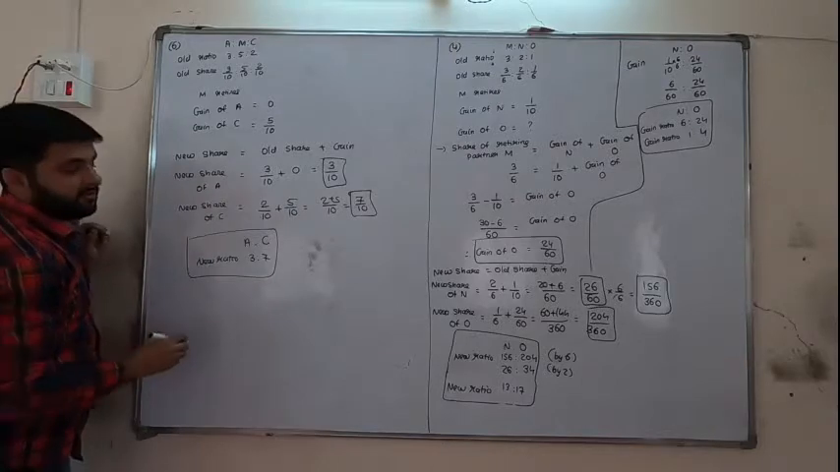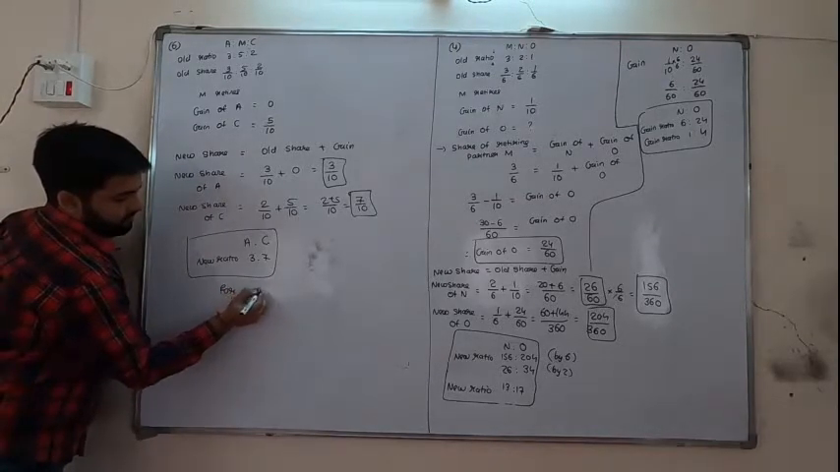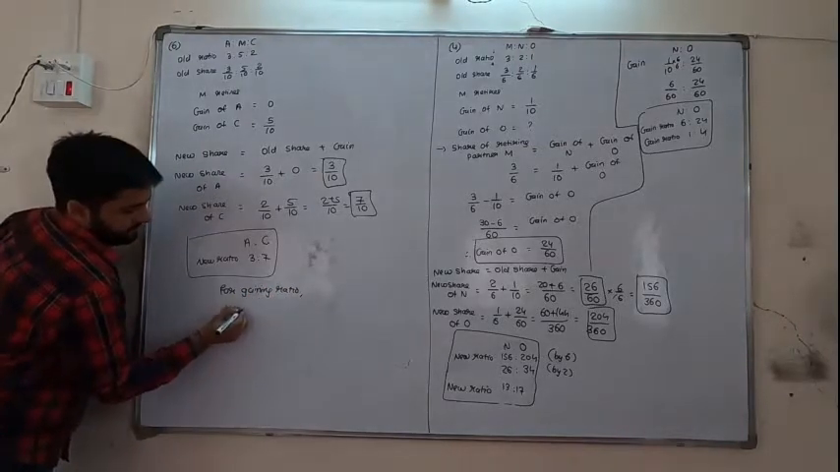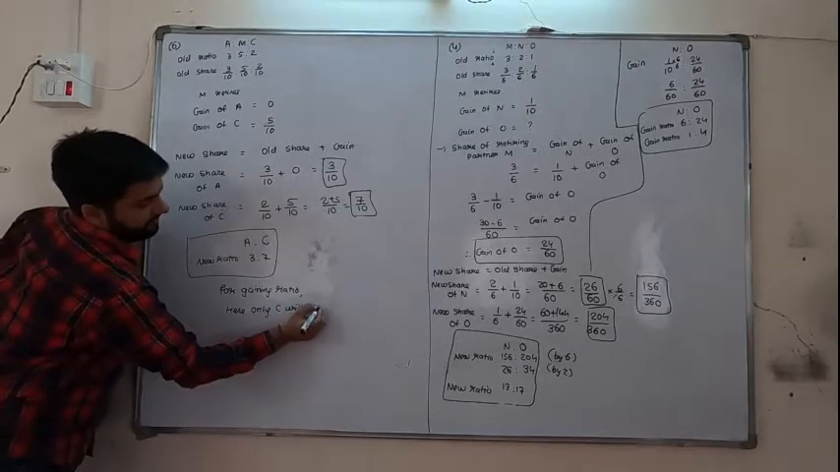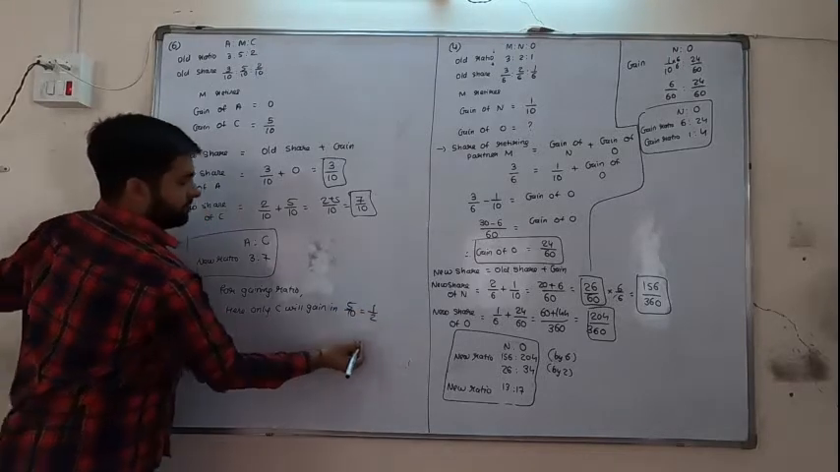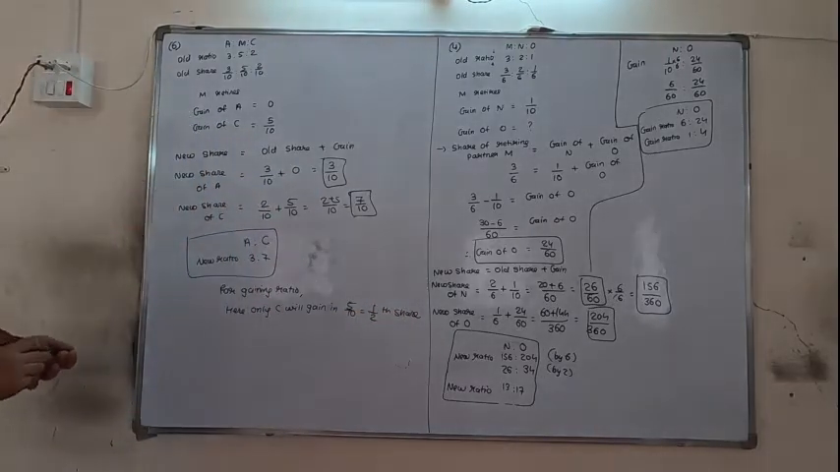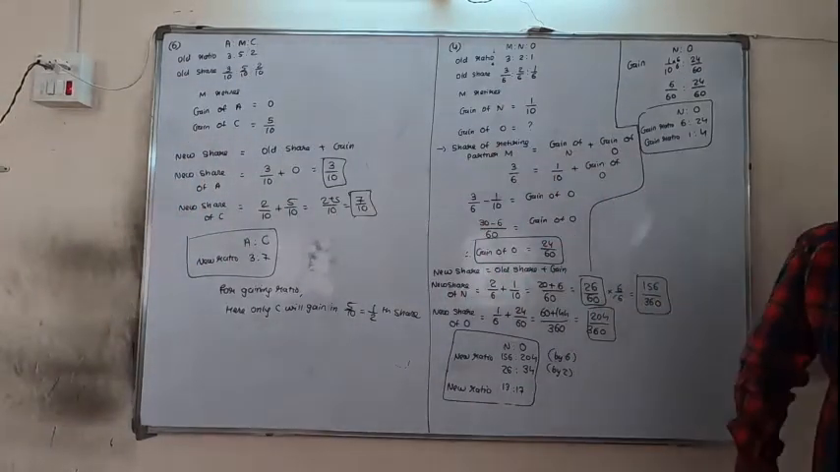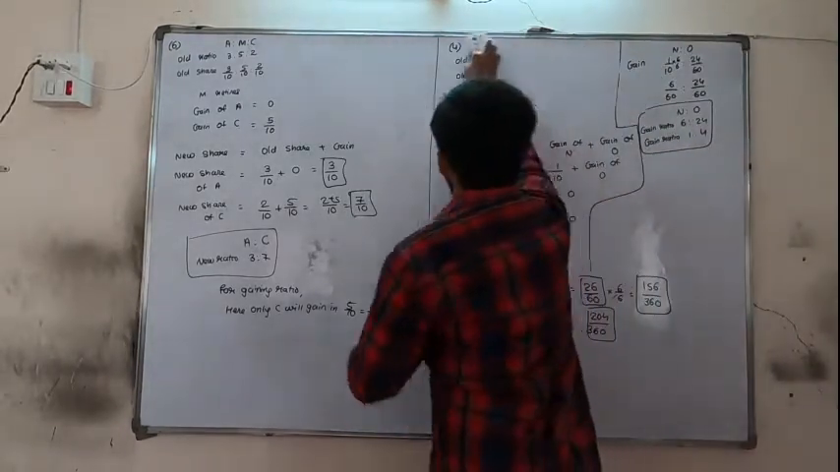And as A is not gaining, for the gaining ratio, here only C will gain 5/10, which is equal to 1/2 share. Here gain ratio is not possible because one partner is not gaining, only one partner is gaining. So now for case 2, 8th sum is there. See sum number 8.